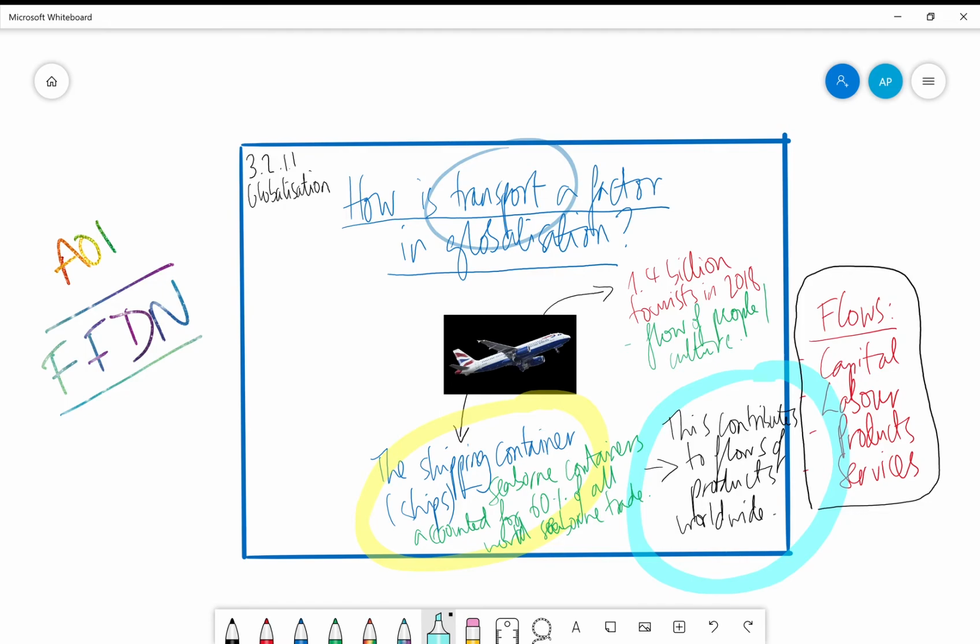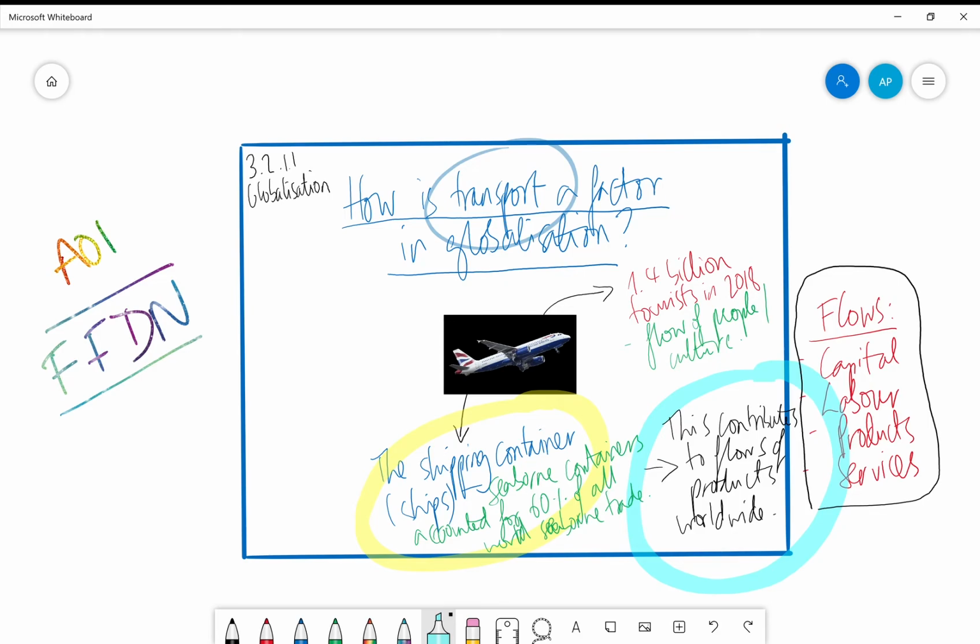which is now the final bit that I'll talk about in this video in terms of the link to the flows of people and labor. So I've searched this up again very quickly on Google. 1.4 billion tourists moved around the world in 2018, and that refers to the flow of people, but also culture, because culture is very important to globalization. It's a very important facet, an important dimension of it.